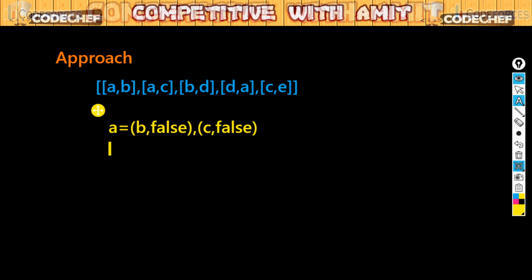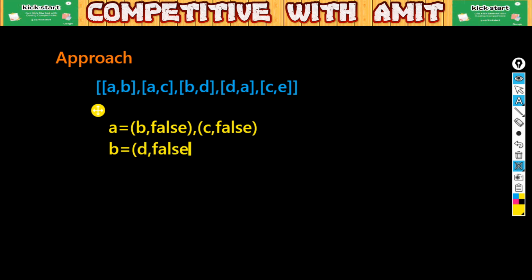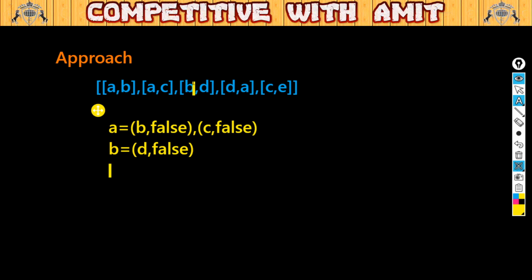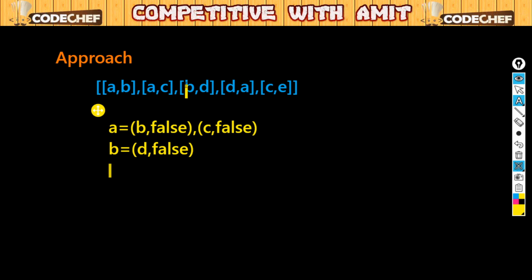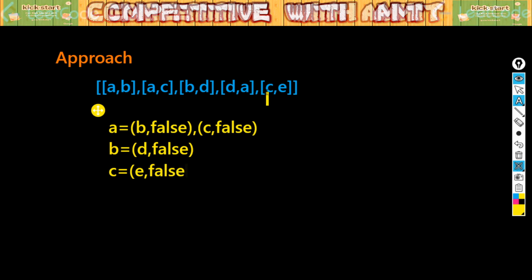Now after that we'll look for b. So b has only one path, which is d, false. After that we will again count these values. So in this case it is d, b. After b we will count the c. Suppose c, we will go from c to e, so e, false.